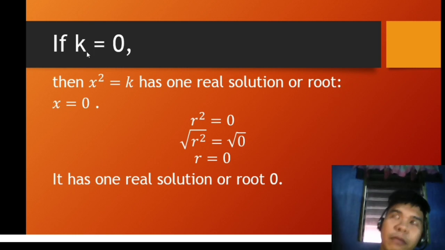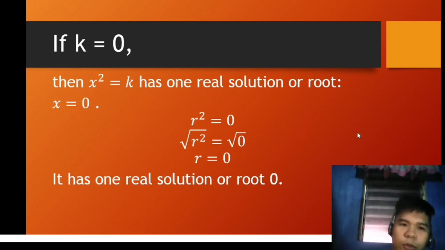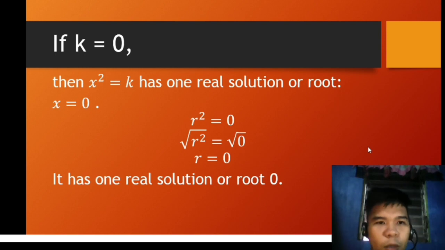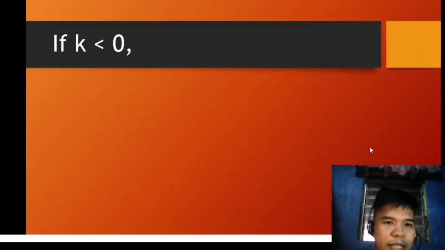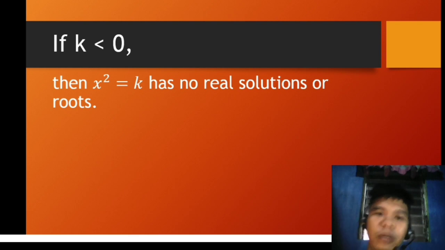So going back to the two properties again, if k is greater than 0, the quadratic equation has two real solutions or roots. But if k is equal to 0, then we have only one real solution or root. Okay, the third property: what if k is less than 0? If k is less than 0, then x squared equal to k has no real solutions or roots.